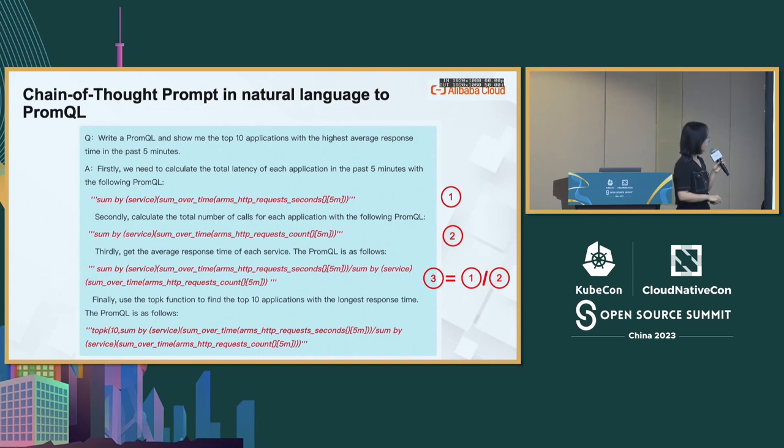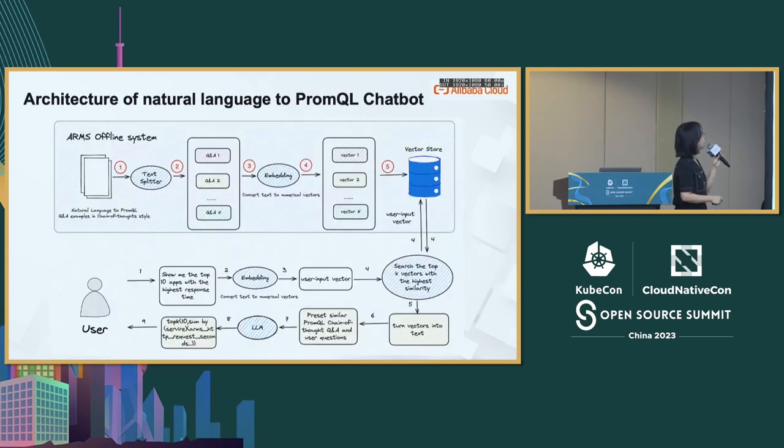So we need another top K function here, then we can get the final PromQL. Okay, let's turn to the architecture of our chatbot. We have both an offline system and an online system.